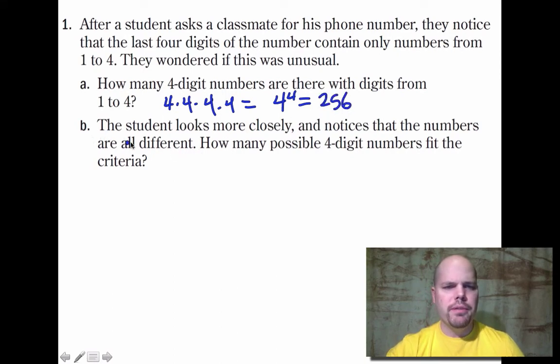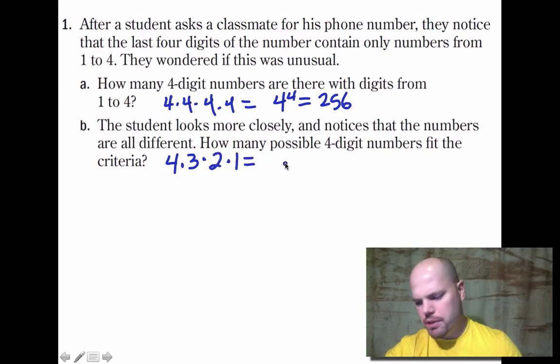Okay, and then part B. The student looks more closely and notices that the numbers are all different. So this would be like without replacement, because they're all different. So how many possible 4-digit numbers fit that criteria? So 4 choices for the first, 3 for the second, 2, because they're all different, times 1. And that ends up being only 24 different ways.